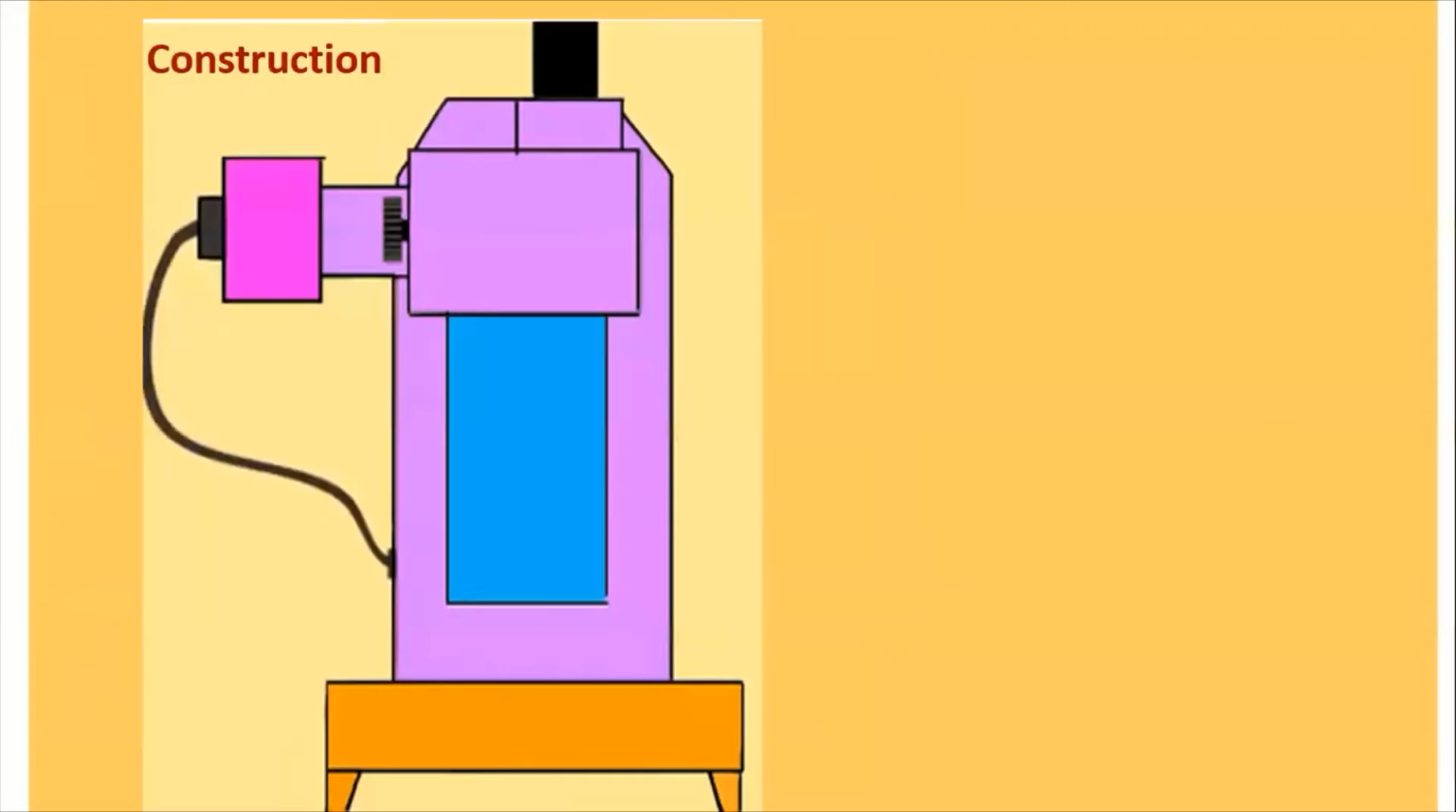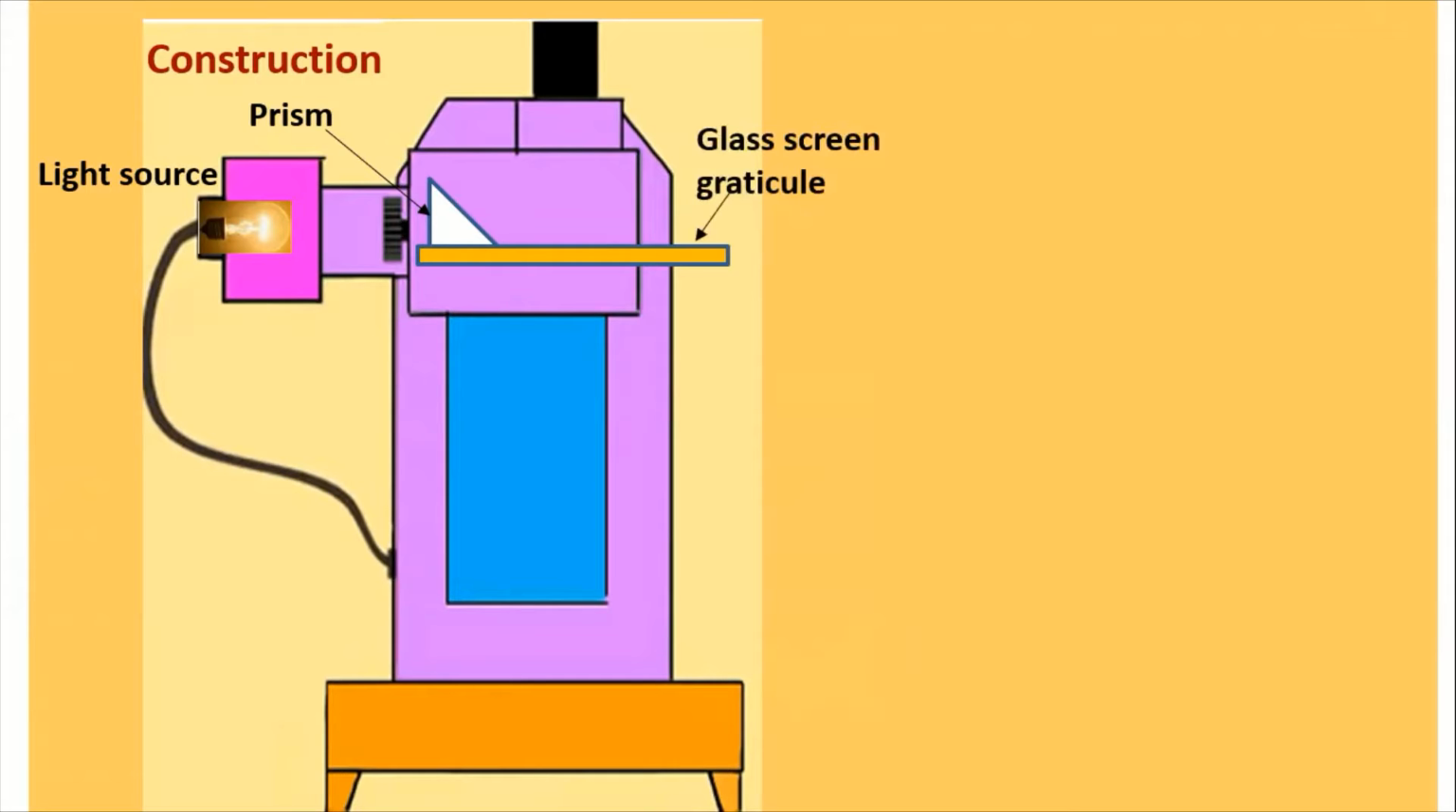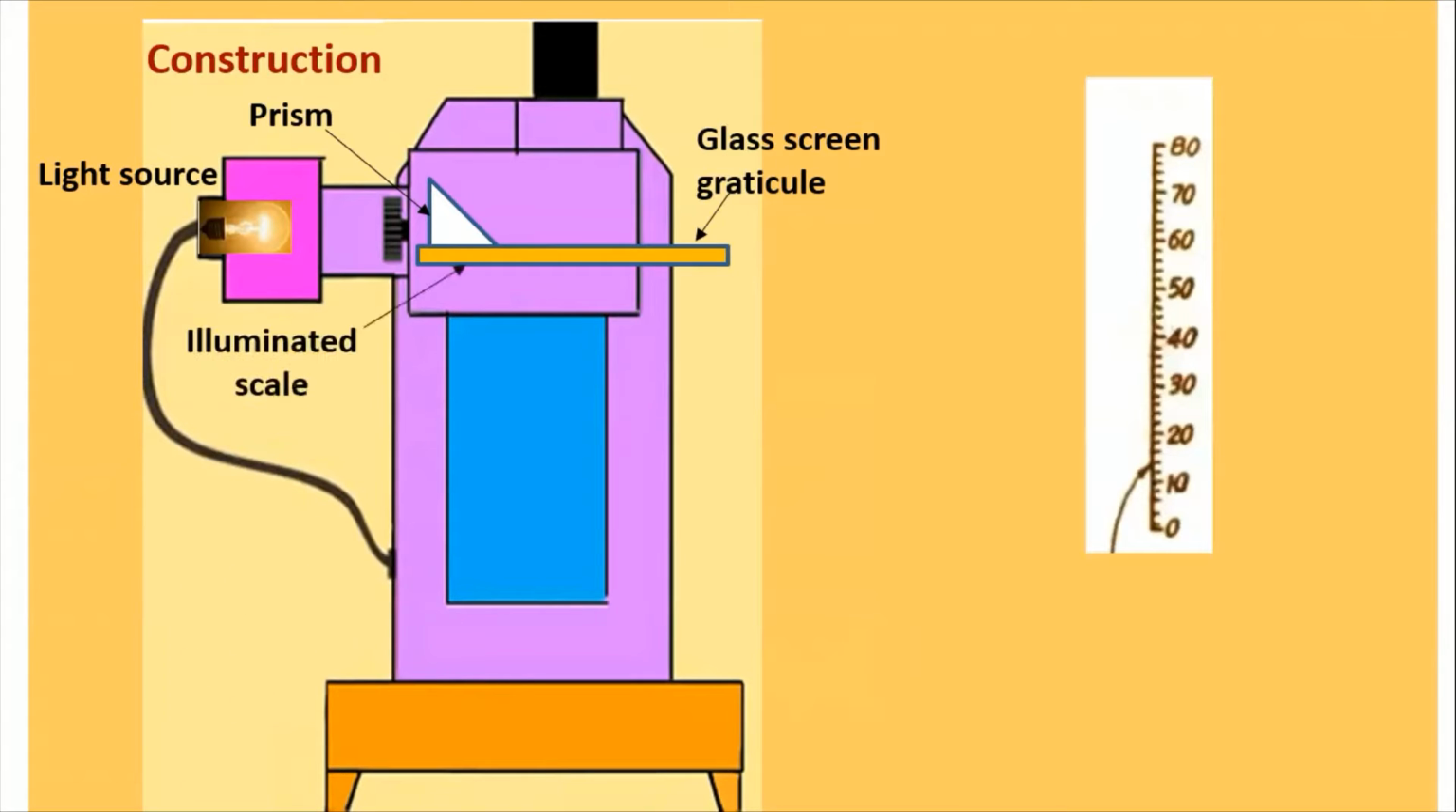Okay, now we'll go into more detail. First of all, we'll go for the construction. So this is again the front view of the angle Dekkor. The first part is a light source, then second is the prism, third is a collimating glass screen graticle. This glass screen graticle is circular in shape, and over that there are two scales actually. One is the illuminated scale, and the other one is the datum scale.